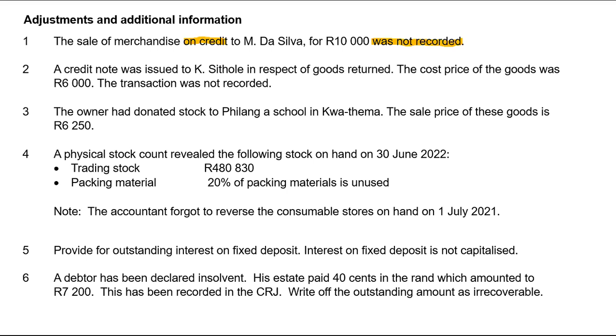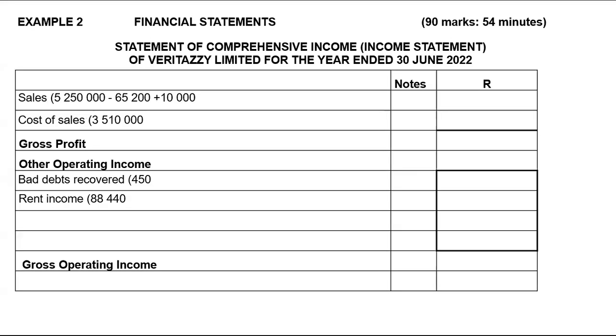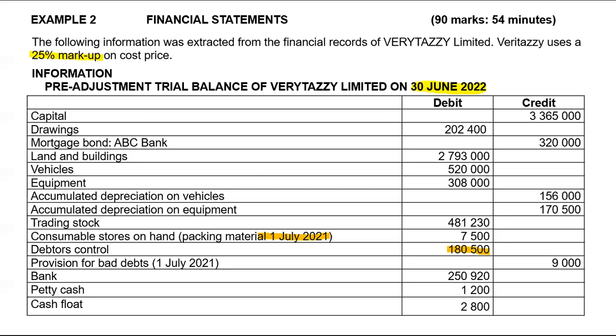Up there in my statement of profit or loss, or the income statement, I am going to increase cost of sales by the cost price. How do I get the cost price? Remember earlier on, I made you read it. We were given the markup, and the markup was 25%. How do you find the cost price when you're given the selling price, which is 10,000 rand?